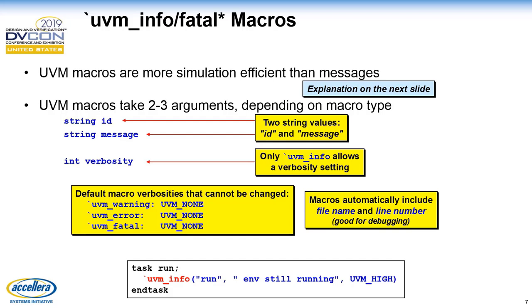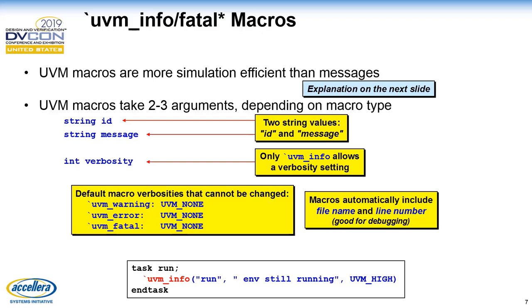If you're using the macros, they are more efficient than the simulation messages, the methods from the previous slide. Even though they call those methods, they are more simulation efficient. Now, how does that work? We'll show you. The macros take 2 to 3 arguments depending on the macro type.